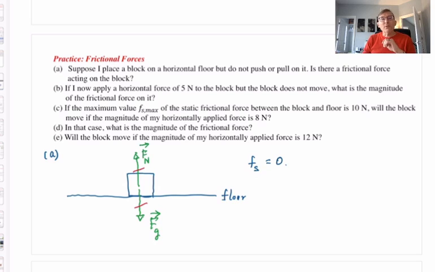Let's go on to B. Now I'm going to apply a horizontal force of 5 newtons to the block, but the block does not move. What is the magnitude of the frictional force on it? Pause the video, think about it, and then come back.